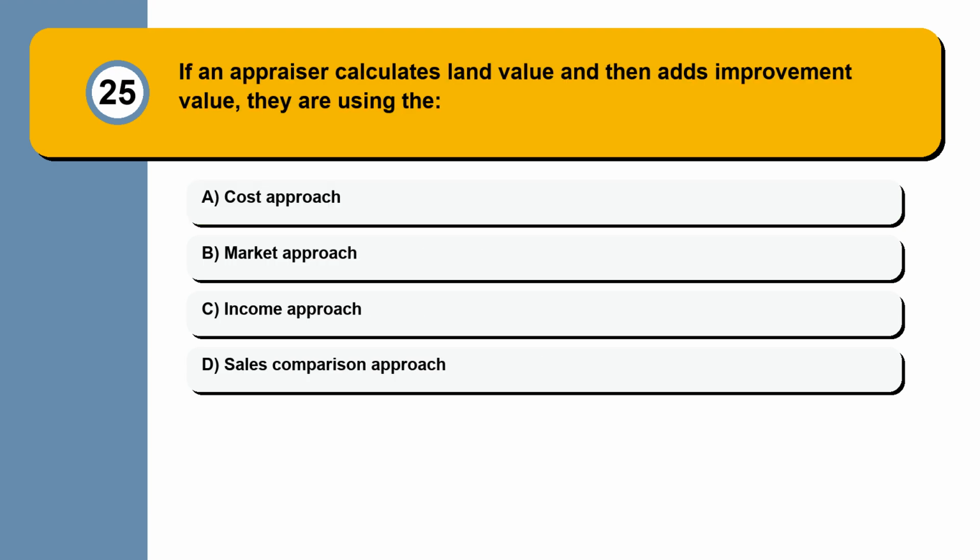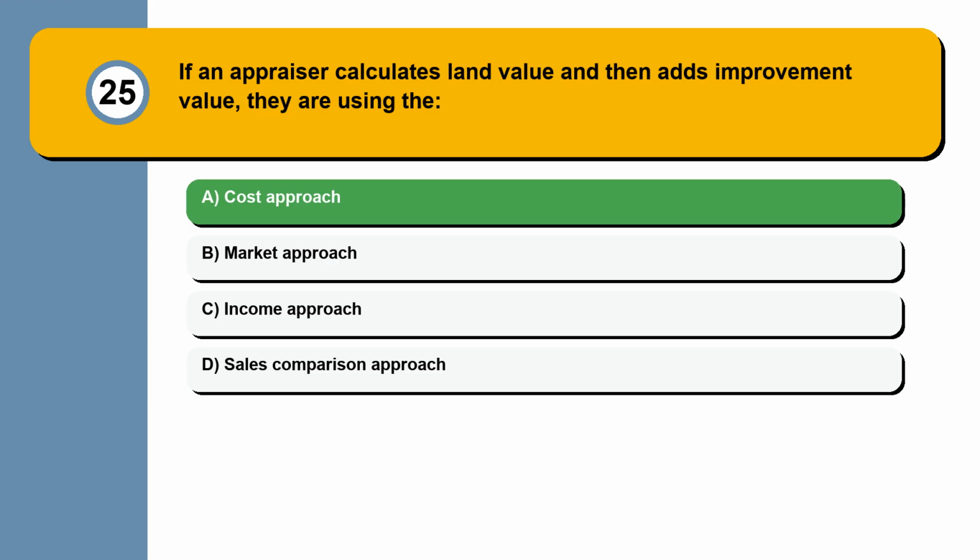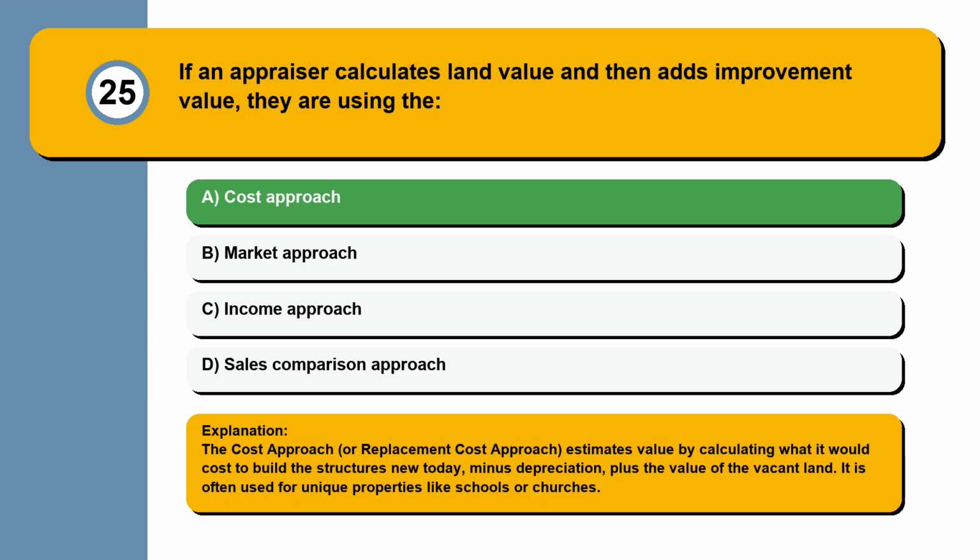Question 25. If an appraiser calculates land value and then adds improvement value, they are using the cost approach, market approach, income approach, sales comparison approach. The cost approach, or replacement cost approach, estimates value by calculating what it would cost to build the structures new today, minus depreciation, plus the value of the vacant land. It is often used for unique properties like schools or churches.